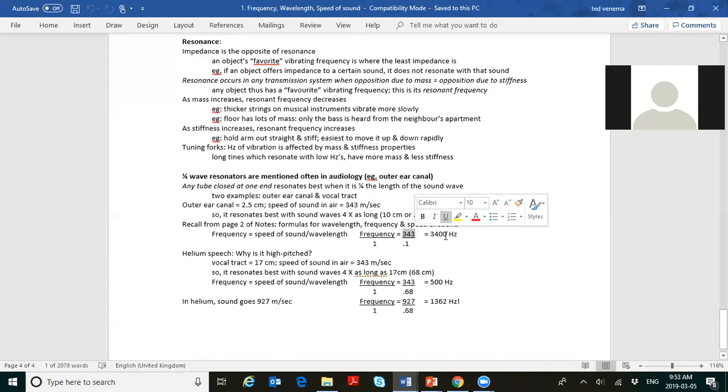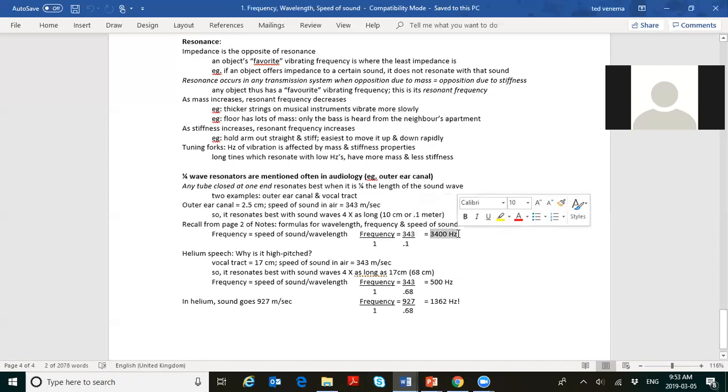Okay? And that's similar to the outer ear canal resonance. Your outer ear canal resonance is sort of between 1,000 and 4,000 hertz. And it's made of flesh and bone. So the resonance is spread out, and it won't just simply be at that frequency.